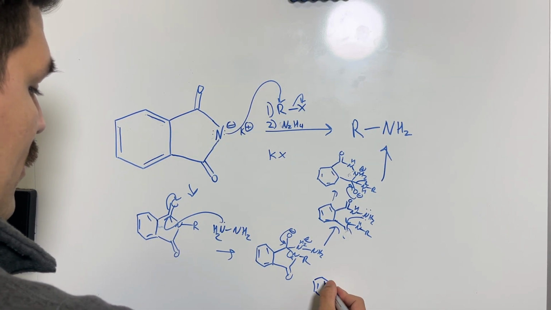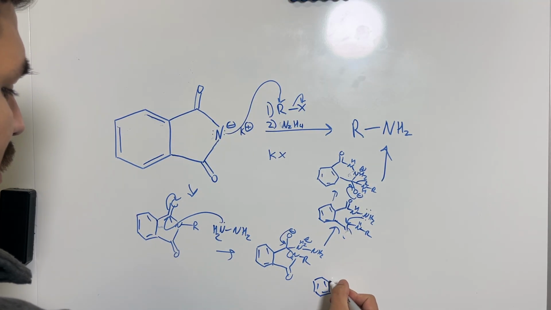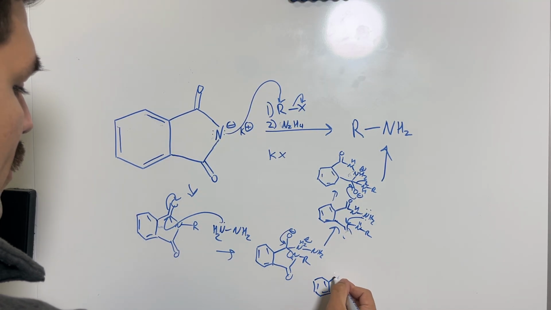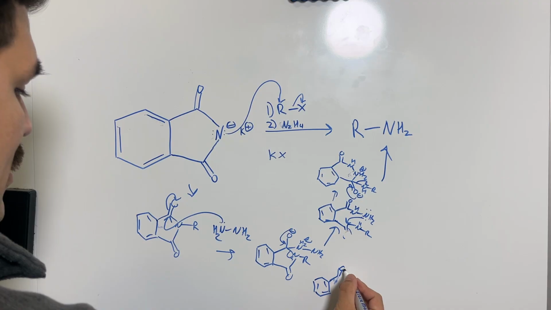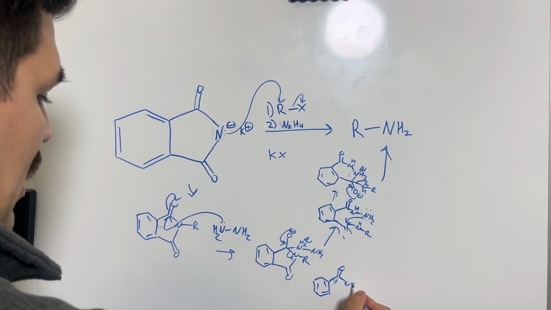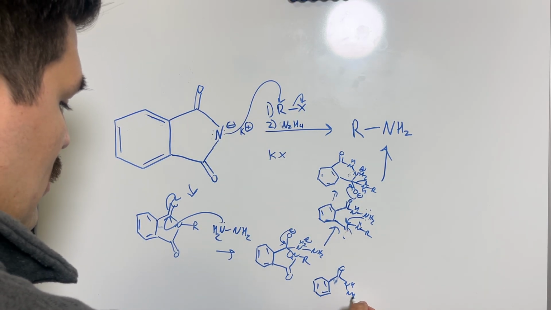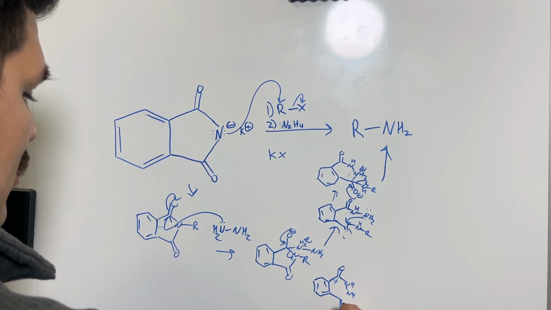I think it's called phthalhydrazide. I think. Don't quote me on that. If someone knows, let me know in the comments. Where you have NH. It becomes a 6-membered ring there instead of a 5.